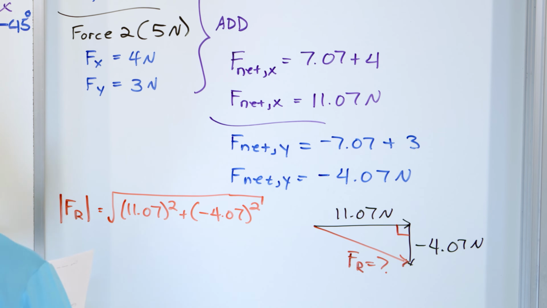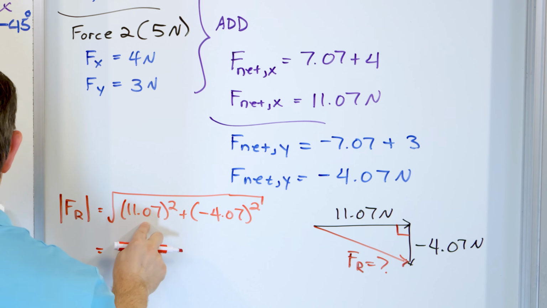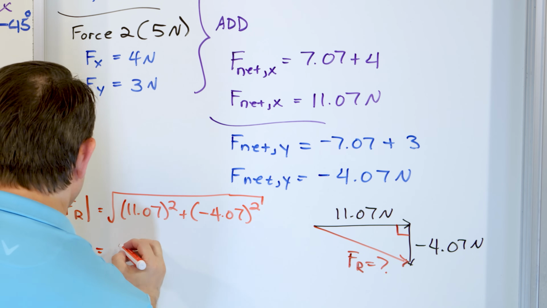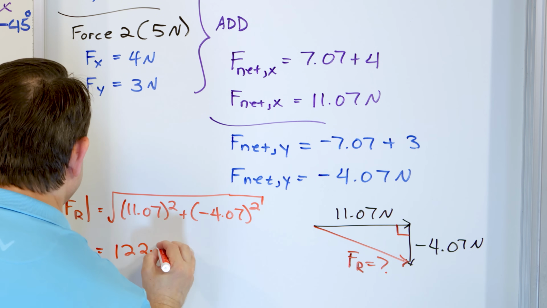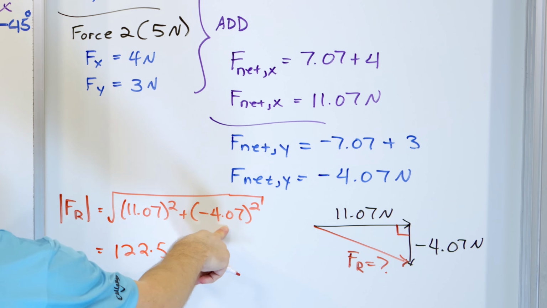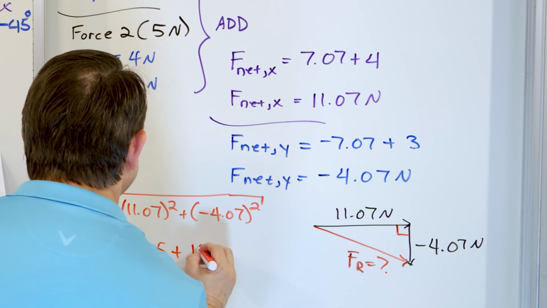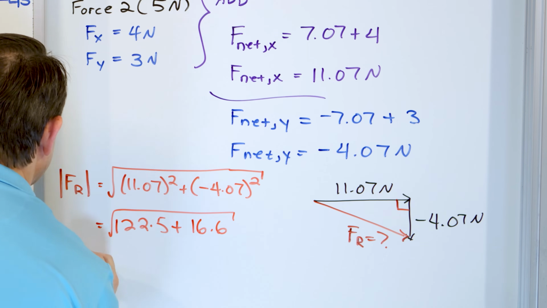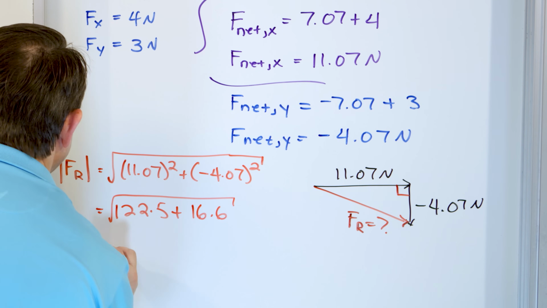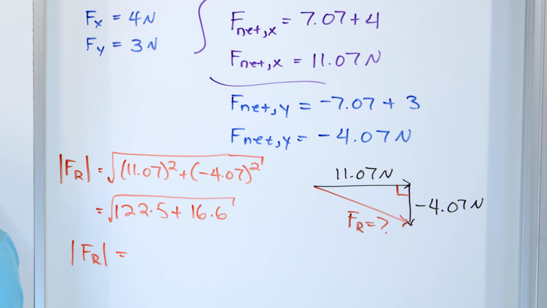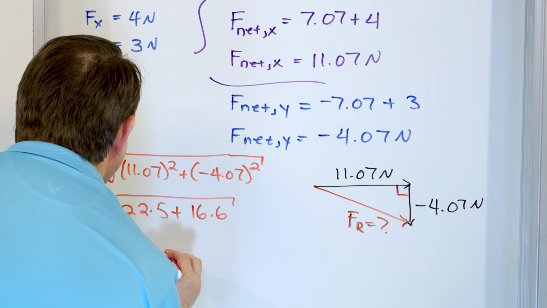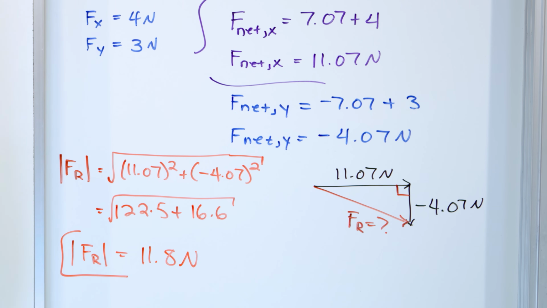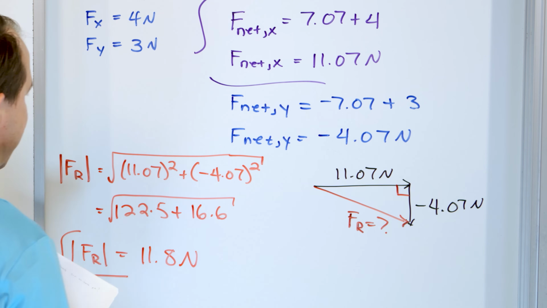All right, so what you get here is 11.07 squared works out to 122.5. And then the negative 4.07 squared works out to 16.6. You still have to take the square root after you add those guys together. So you add these guys together, then you take the square root, and you get 11.8 newtons. I'm going to circle this. And so this is the equivalent force acting on that block.